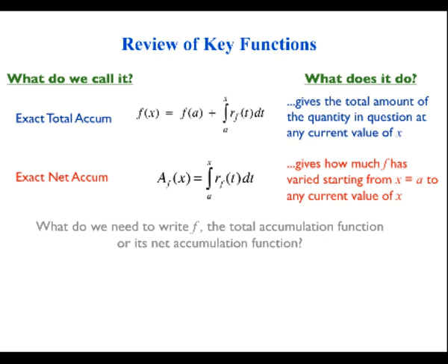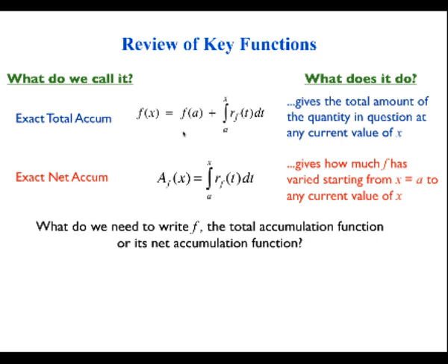Okay, so if we wanted to write one of these, say F or A sub F, what would we need? What would we need then to write for any quantity now? So not just height of a flag, right? We focused on height of the flag, but any quantity: temperature, distance, volume. What would we need? The initial amount plus the integral of the rate of change. Okay, yeah, so yes, exactly.